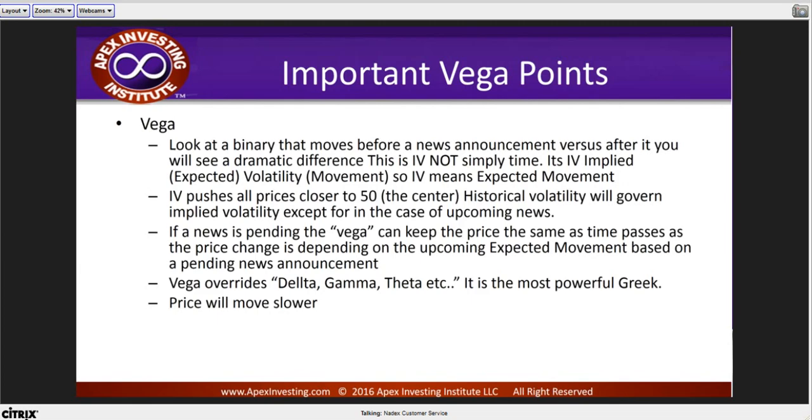How can you tell that? Where do you get that IV reading? It doesn't really matter what the IV reading is. Just look at the price ladder. How close are they? How close are the contracts?